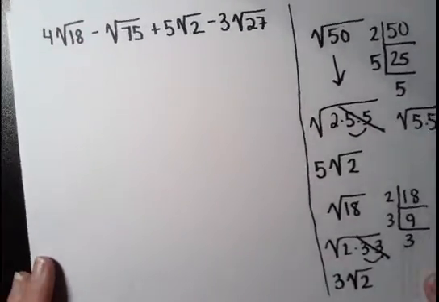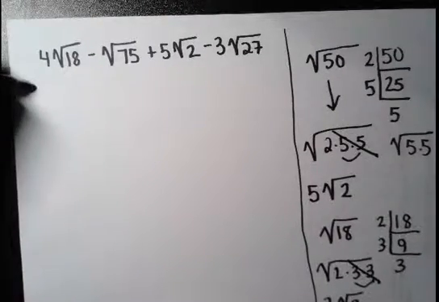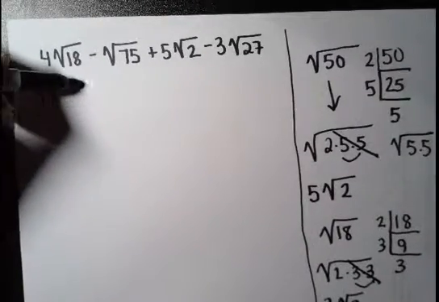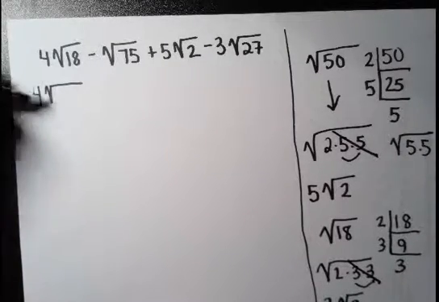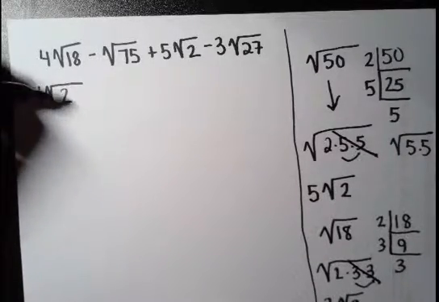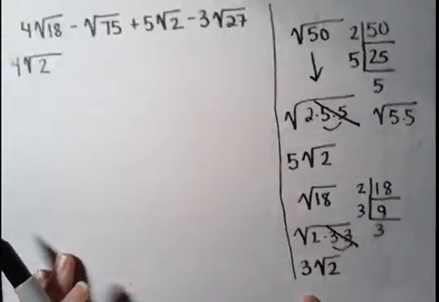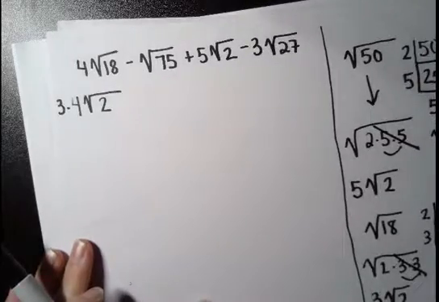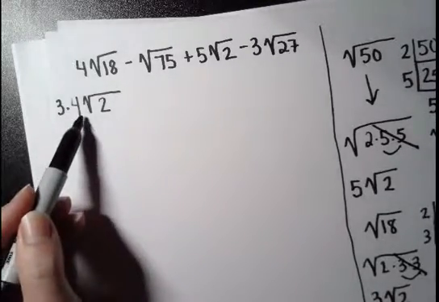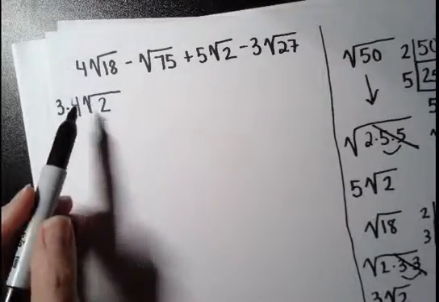So I'm going to rewrite that over here in this expression. 4 times the square root of 2. But remember we took a 3 out, so I'm going to take out the 3 and put that with the 4 that's in front. So now I actually have 3 times 4 times the square root of 2.